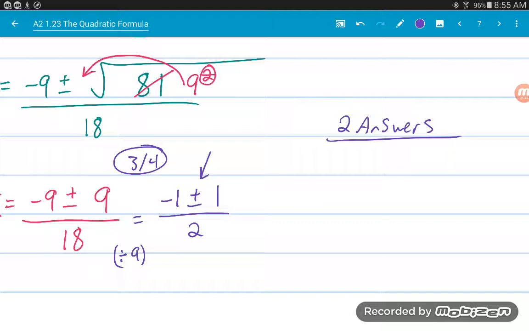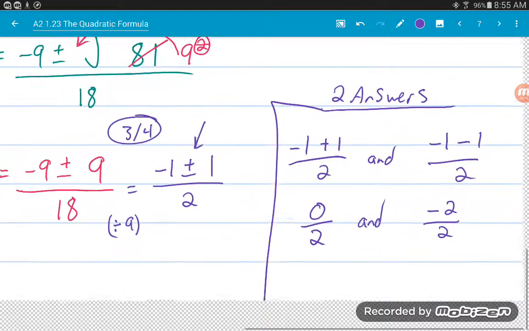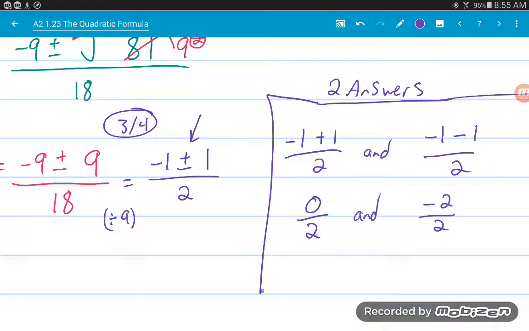You have negative 1 plus 1 over 2, and you have negative 1 minus 1 over 2. Both of those can be simplified. Negative 1 plus 1 is 0, so 0 over 2, and negative 2 over 2. Those can both be simplified one more step. This is just going to be 0, and this is going to be negative 1.